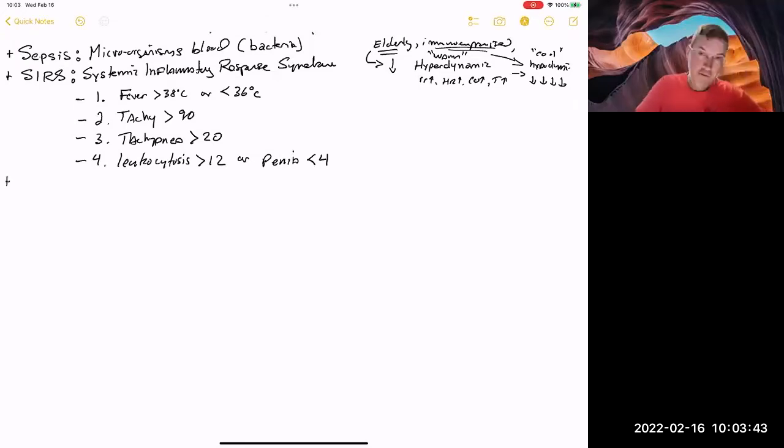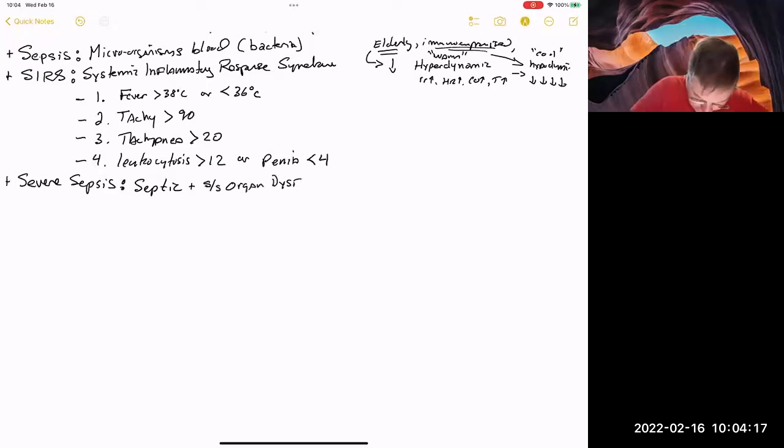Now, there is another term referred to as severe sepsis. All right, severe sepsis. Severe sepsis is someone who has to be septic, first of all. So they're septic. Plus, and this is what makes it severe sepsis, plus they have signs and symptoms of organ dysfunction. All right. This can be a variety of findings. I'll give you some examples, right?